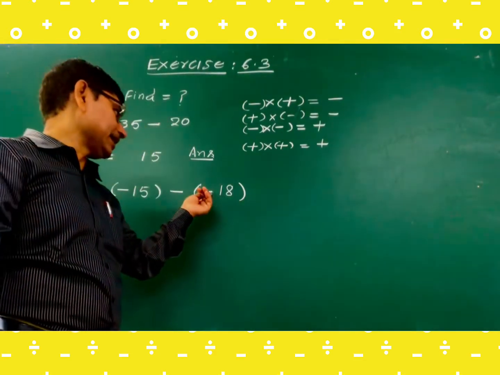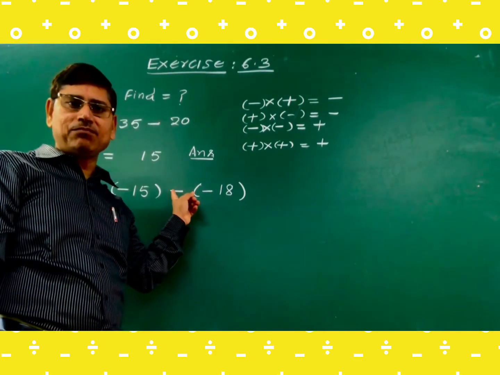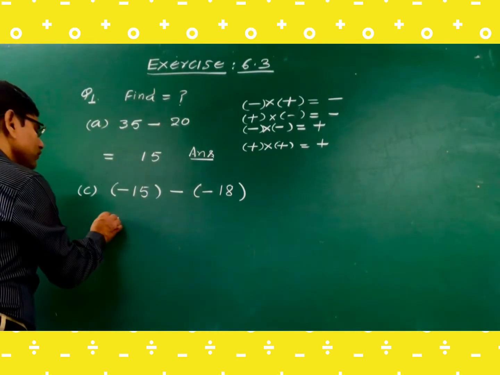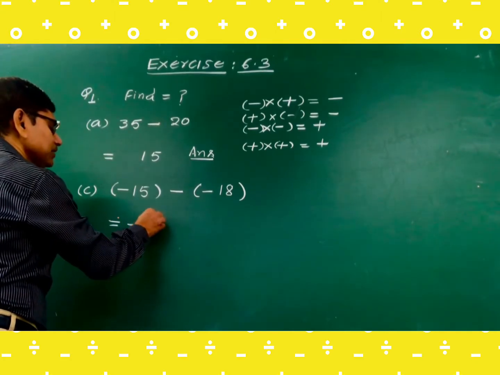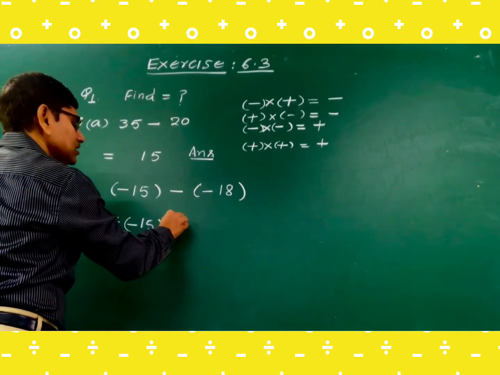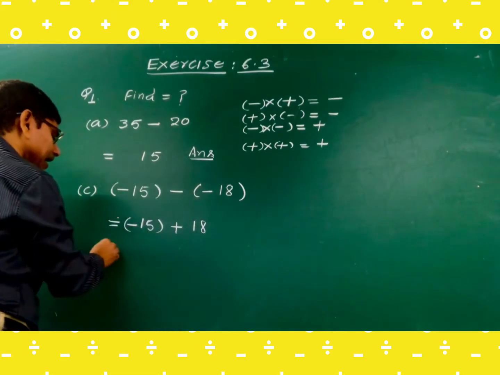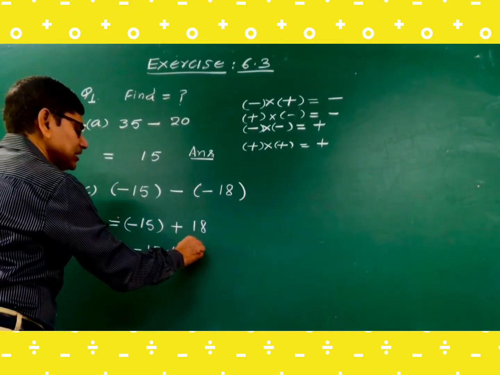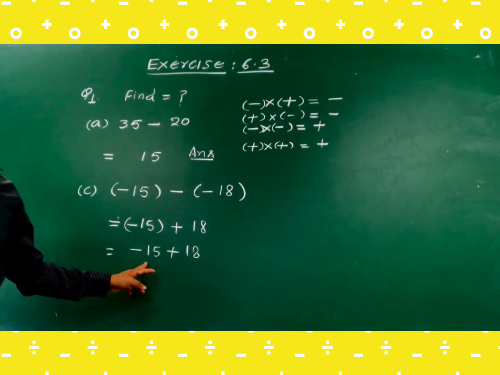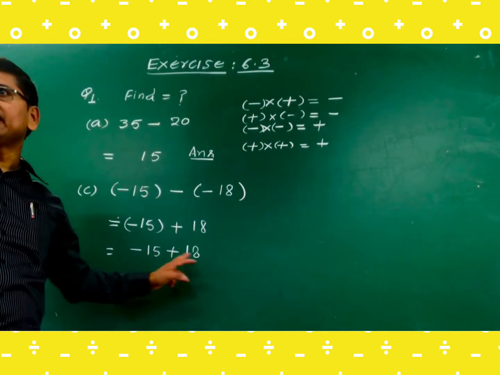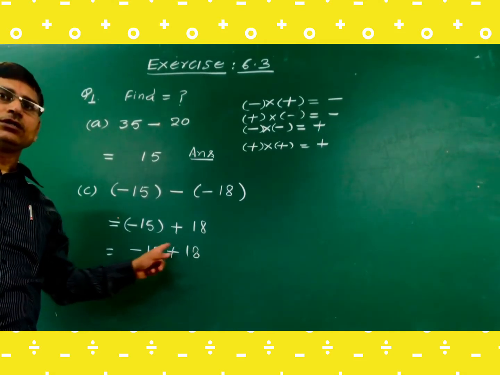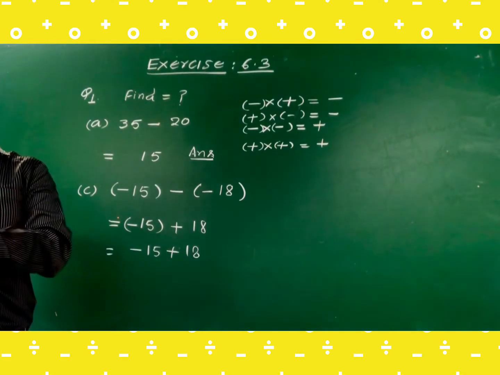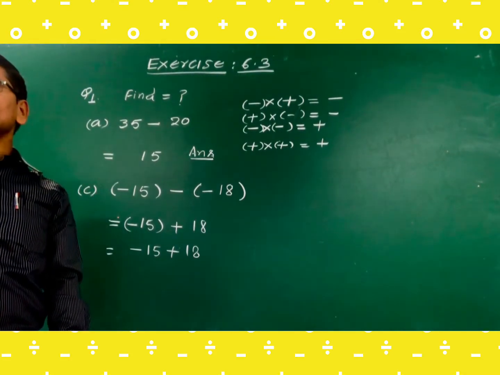So dear, here is negative and negative, minus and minus. This gives you plus. So first of all you will write minus 15, and minus times minus is plus 18. After that you will operate this bracket, minus 15 and plus 18. Now dear, one is positive and the second is negative, this is the opposite sign. So you will subtract from each other.